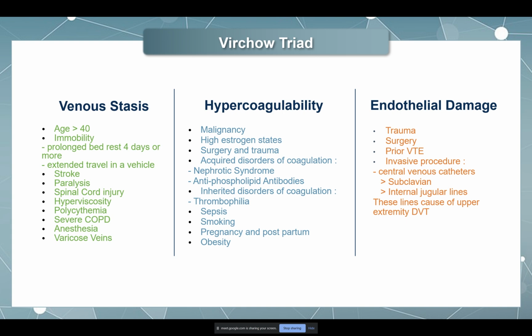These are categorized under hypercoagulability. Next, endothelial damage caused by trauma, surgery, prior VTE, invasive procedure like central venous catheter insertion over subclavian or internal jugular lines. This line might cause the upper extremity DVT.